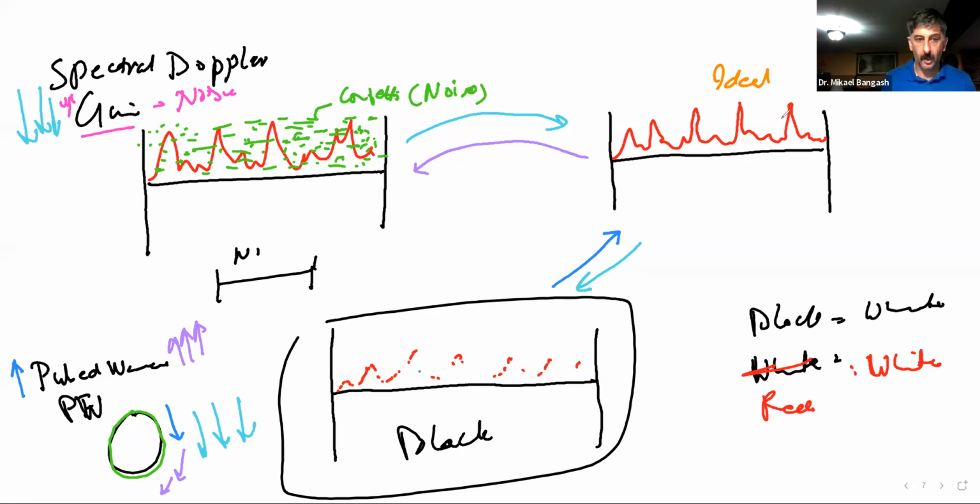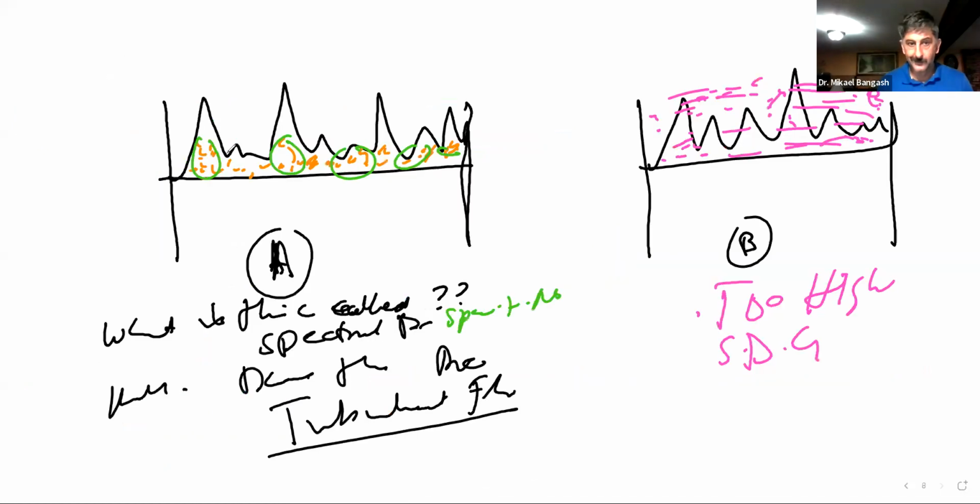Either. But don't get fooled by this versus this. Did that make sense? Because this is going to be an example of spectral broadening, which indicates turbulent flow.